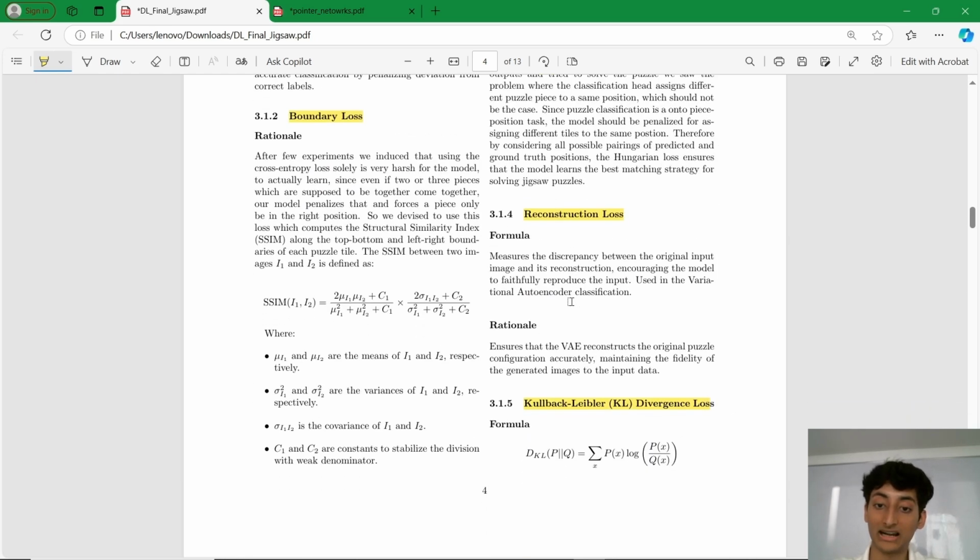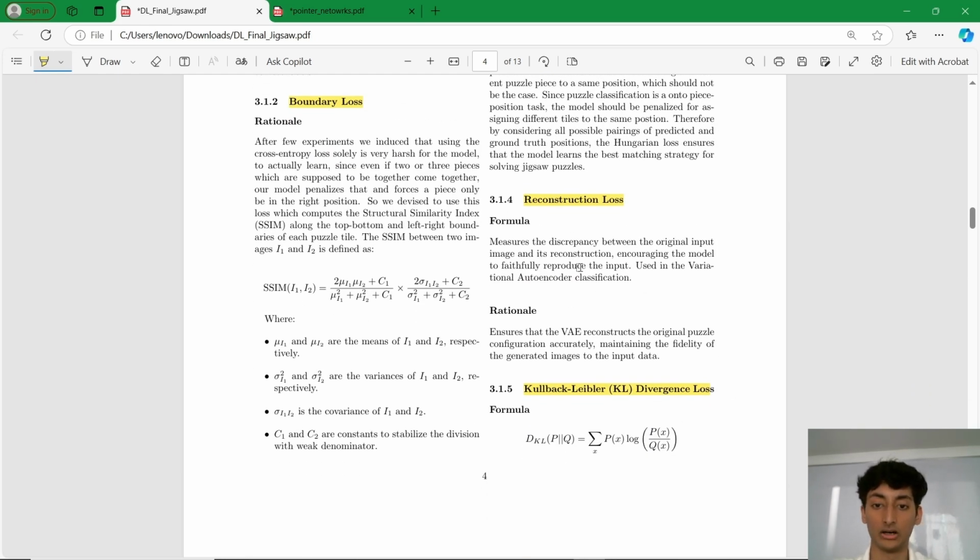One more loss that we used is the reconstruction loss, which measures the discrepancy between the original image and its reconstruction. In the three different approaches that we have tried, one approach was using variational autoencoders. So this loss was particularly used in the variational autoencoder classification type approach that we did.